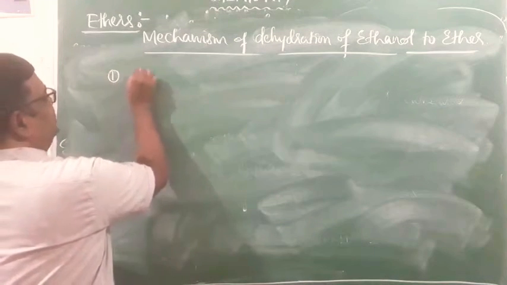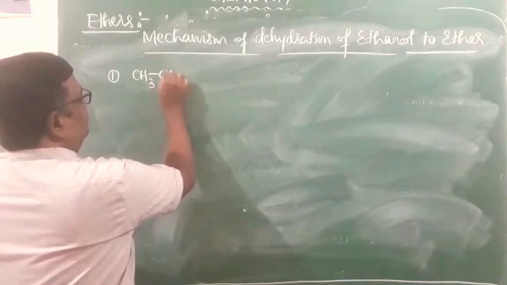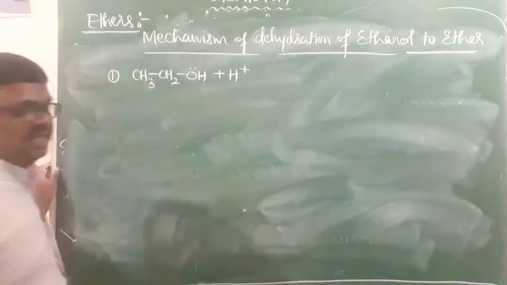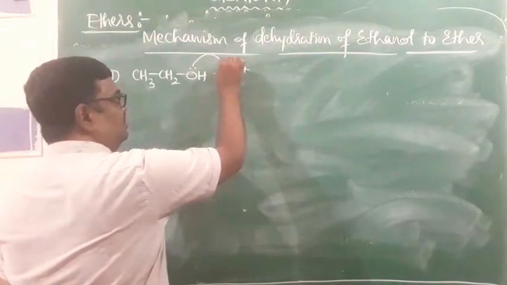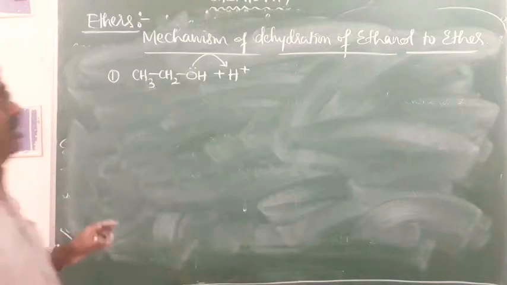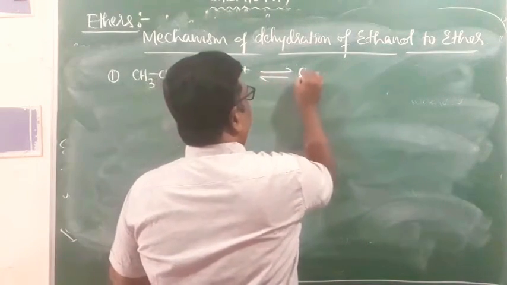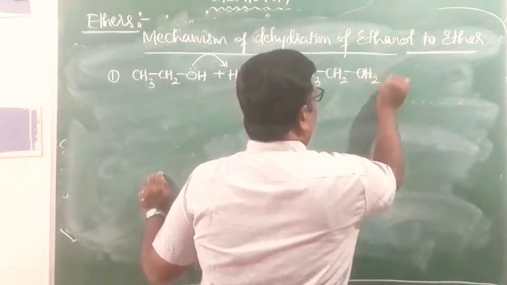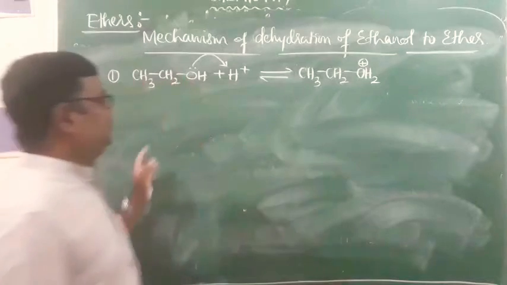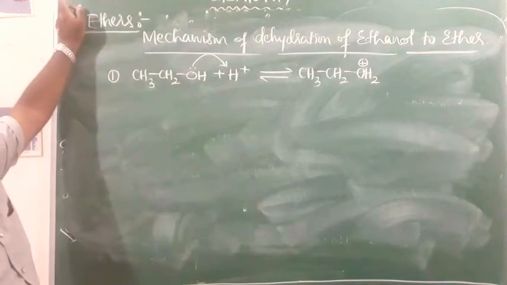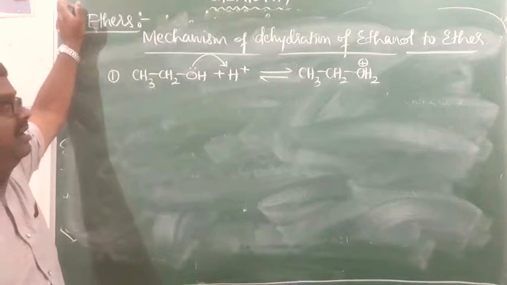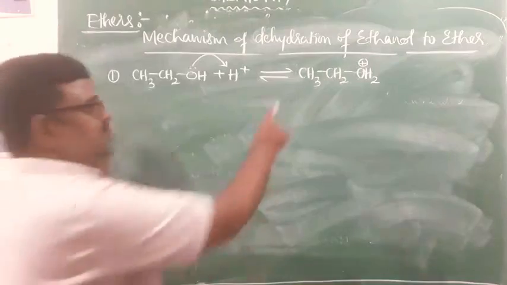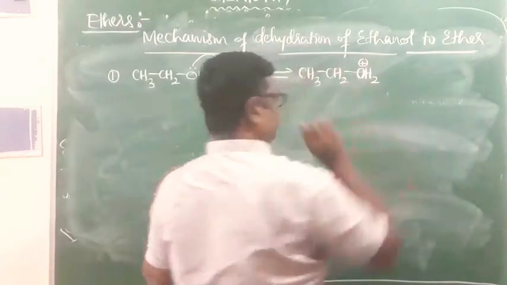The first step is protonation of ethanol. This is ethanol with 2 lone pairs on the oxygen in the presence of concentrated sulfuric acid. The lone pair of electrons on the oxygen will absorb H plus, resulting in the formation of CH3CH2OH2 plus. Oxygen has a plus charge because it has lost electrons to the H plus ion.